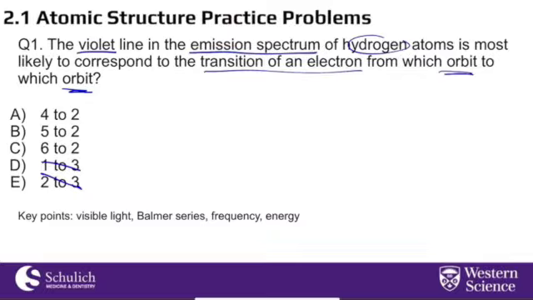Next, according to the electromagnetic spectrum, violet has the shortest wavelength, and therefore the highest energy in the visible light region. So we choose C, orbit 6 to orbit 2, which would result in the highest energy released out of all the options.